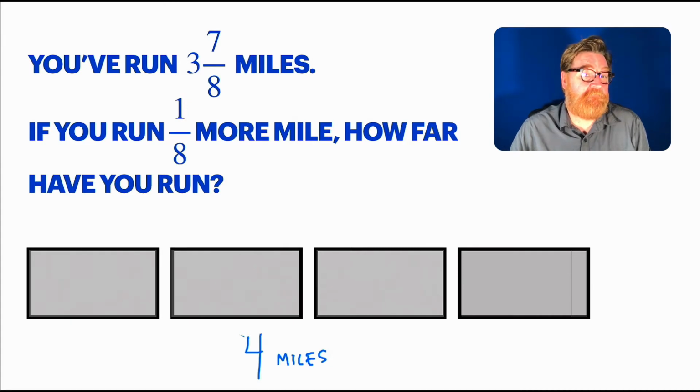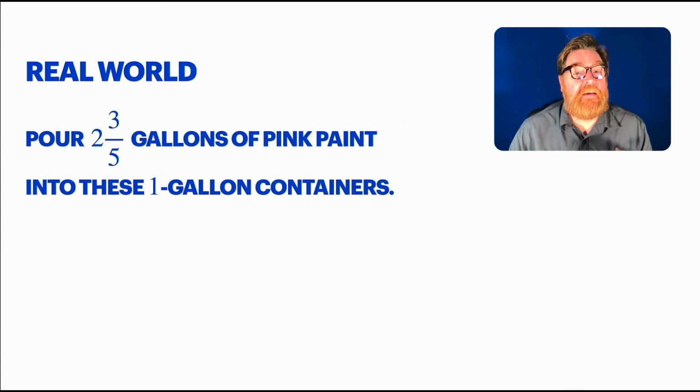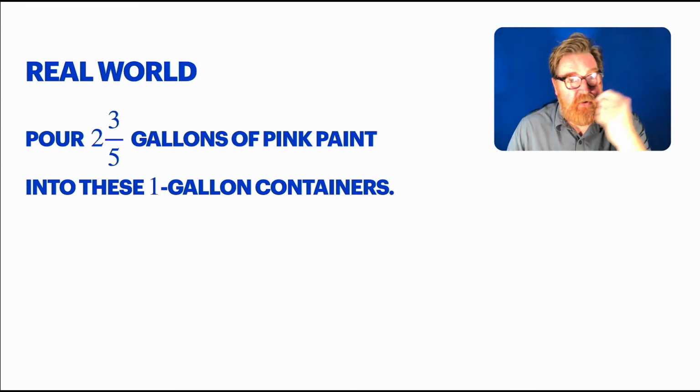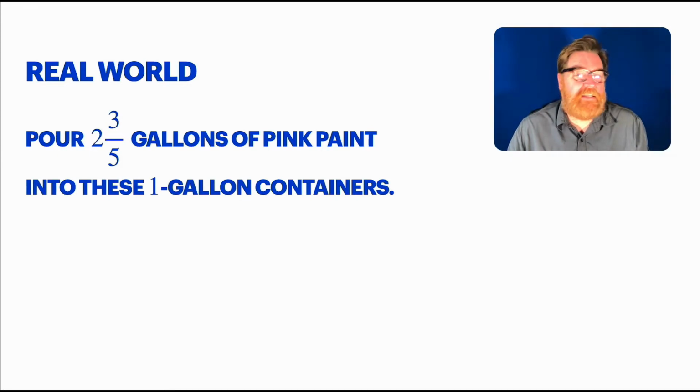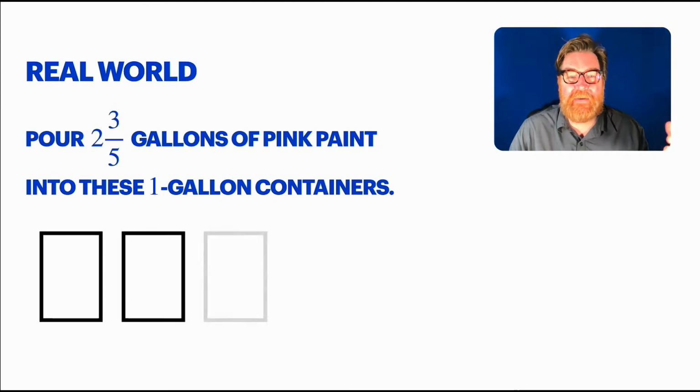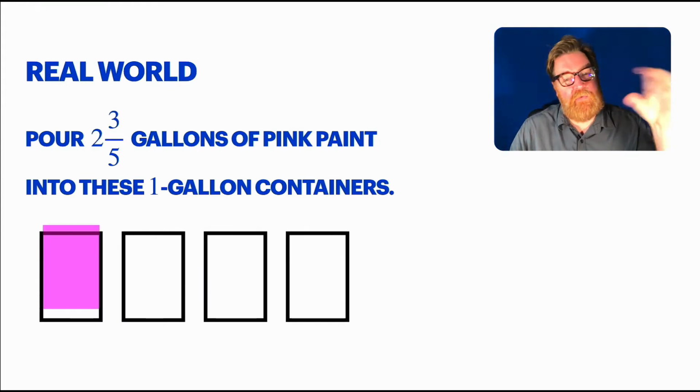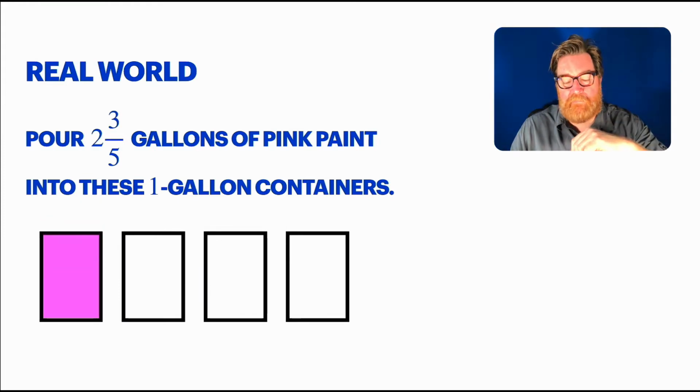Looking good? All right. Just like with fractions, you're going to see mixed numbers all over the place in the real world. Let's say you wanted to pour 2 3/5 gallons of pink paint, interesting, into these 1-gallon containers. All right, well, you got some containers laying around in your garage, let's say, and you want to pour.